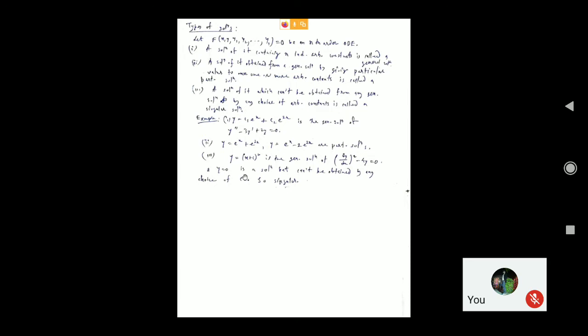Understood? So there are three types of solutions: general solution, particular solution, and singular solution. A particular solution is easy to understand when you give particular values to the arbitrary constants, but a singular solution cannot be obtained by providing particular values to the arbitrary constants. It is obtained in a different way. It is still a solution, but you cannot obtain it from the general solution.